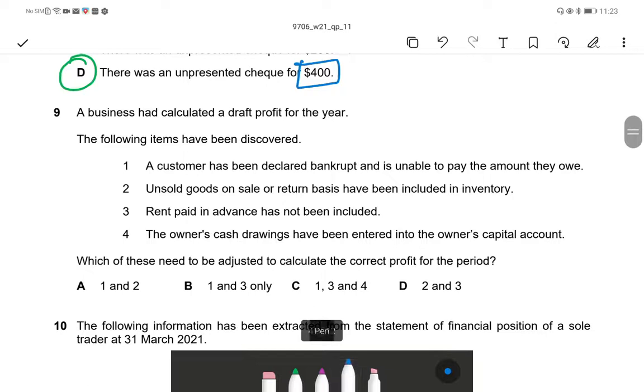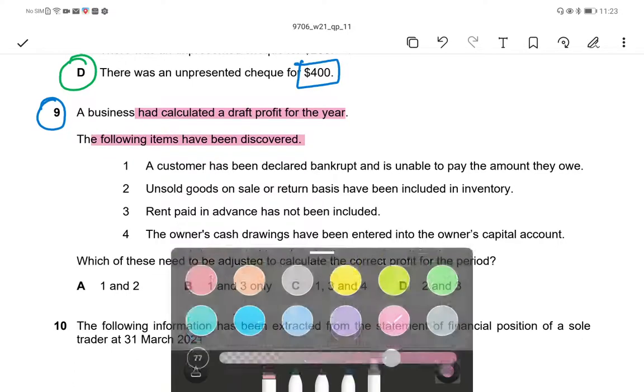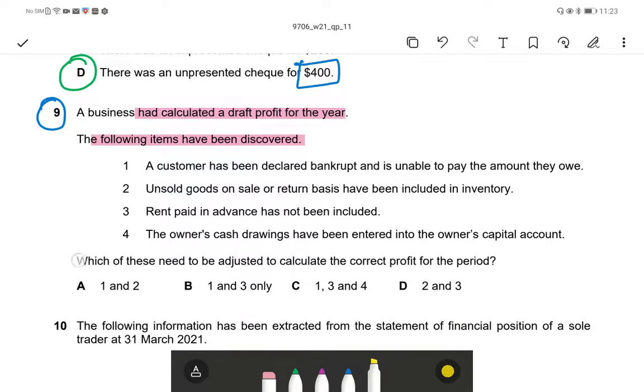Question number 9. A business had calculated draft profit for the year. The following items have been discovered. They are given some items. Which of these need to be adjusted to calculate the correct profit for the period? What is the correct profit for the period?